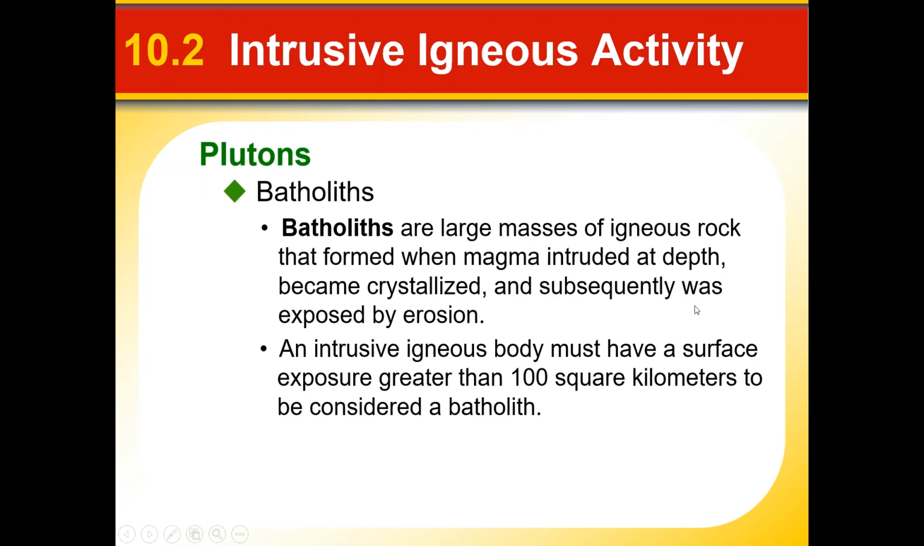And you have your batholiths, which are large masses of igneous rocks that formed when magma intruded at depth, crystallized, cooled, and was subsequently exposed by erosion. For it to be considered a batholith, it should be at least 100 square kilometers. If it is less than 100 square kilometers, then it should be classified as a stock.